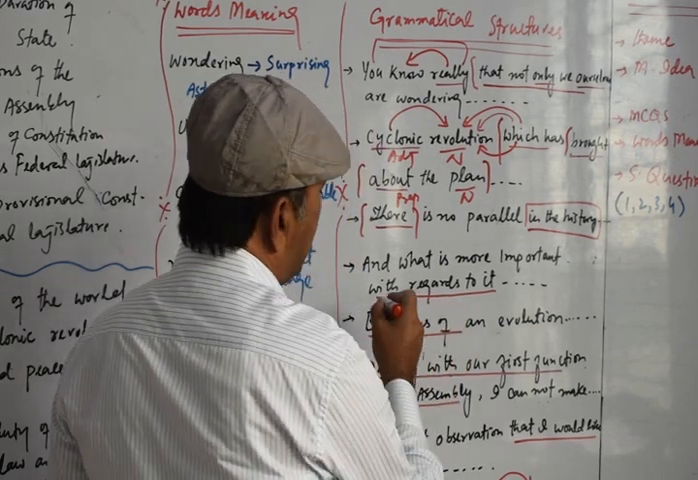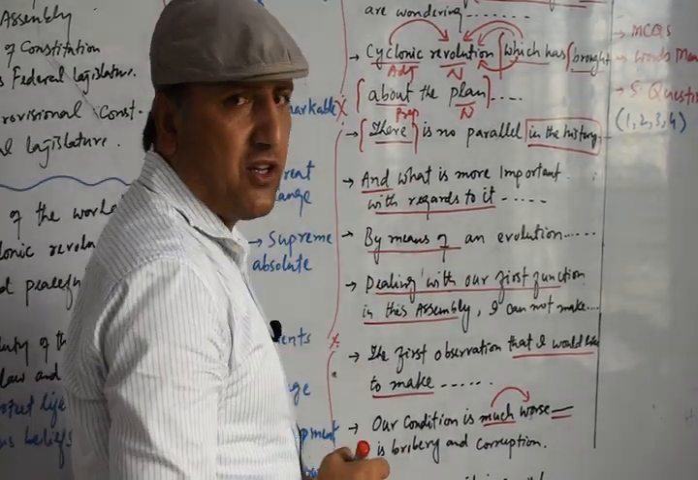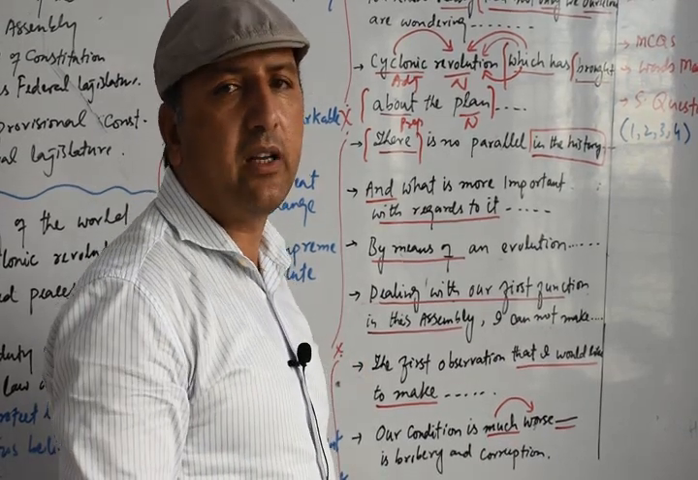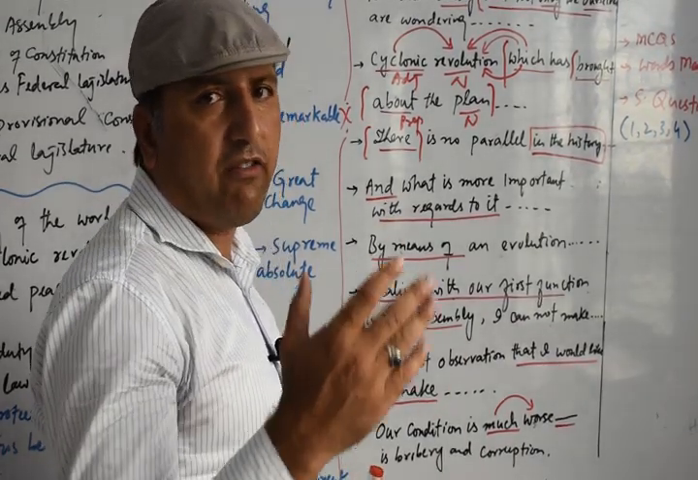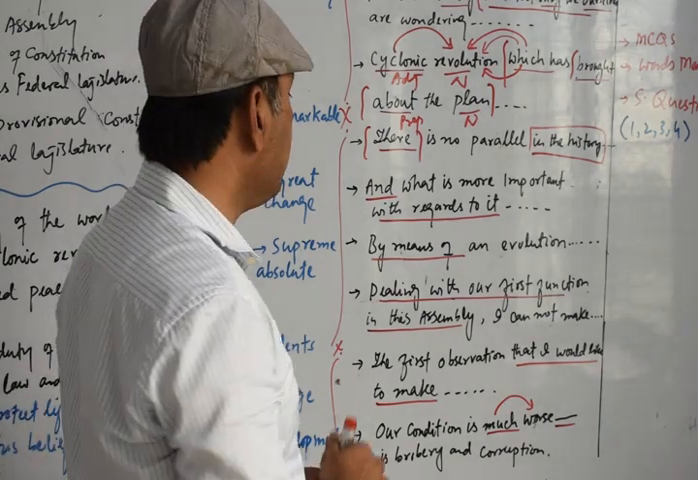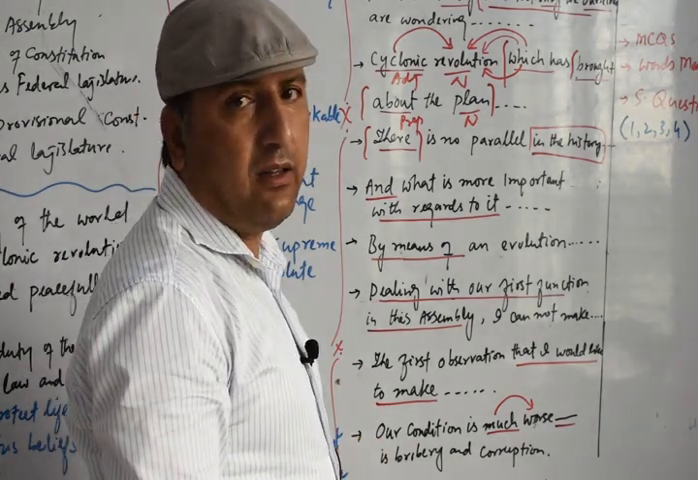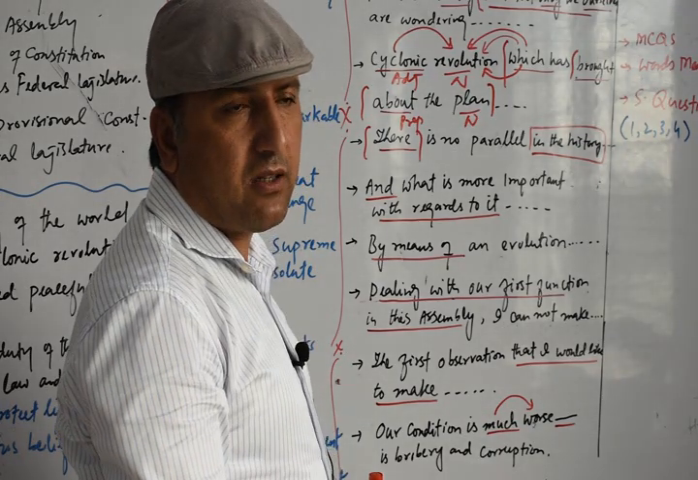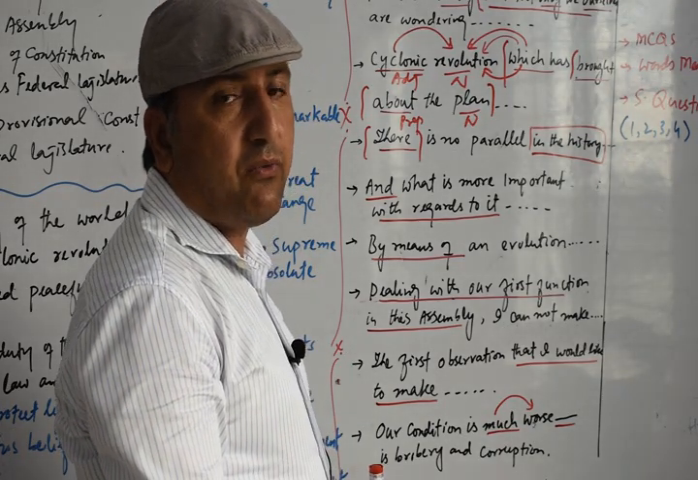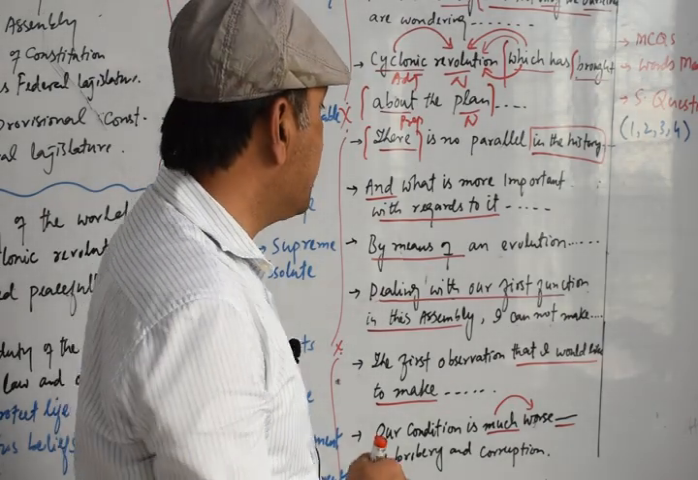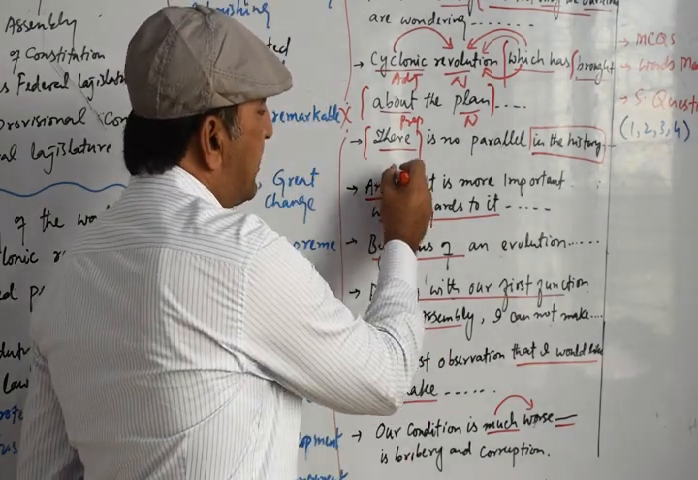The next sentence we have, and what is more important with regards to it. Now you see, and is a coordinate conjunction. We have 7 coordinate conjunctions. We call it FANBOYS. In FANBOYS we have F for for, A for and, N for neither, B for but, O for or, Y for yet, and S for so. So we have 7 coordinate conjunctions, and and is also a coordinate conjunction.